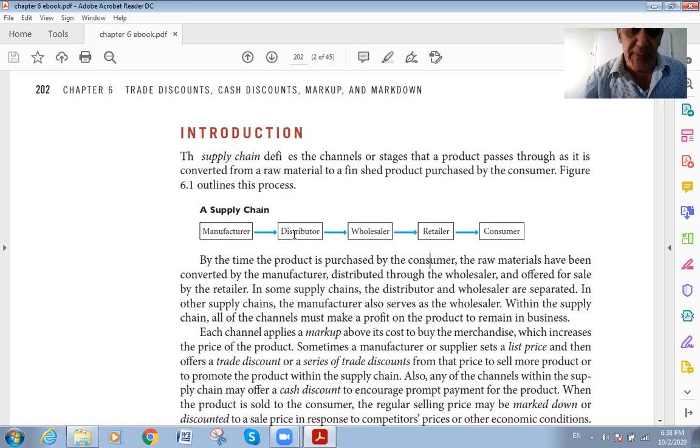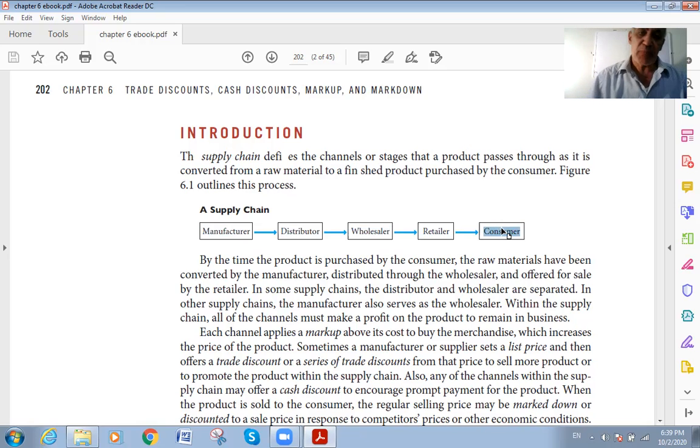Then it goes to the distributor, the one who is permitted to take from the factory in bulk amounts, millions of tons, millions of units. From the distributor, it goes to the wholesaler. So this is the third step in the supply chain, and we call it a chain because it passes from one person or organization to another until it reaches the final consumer.